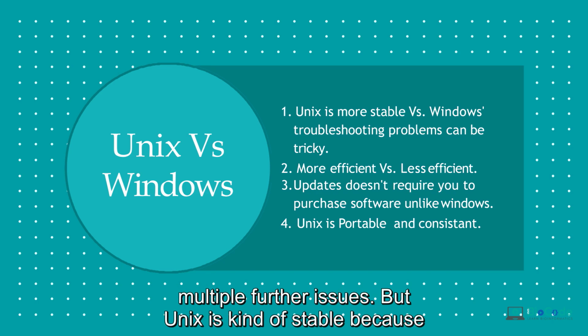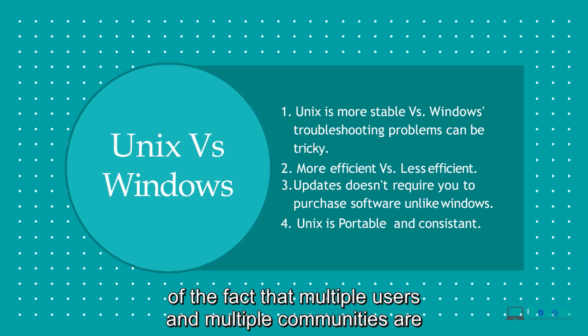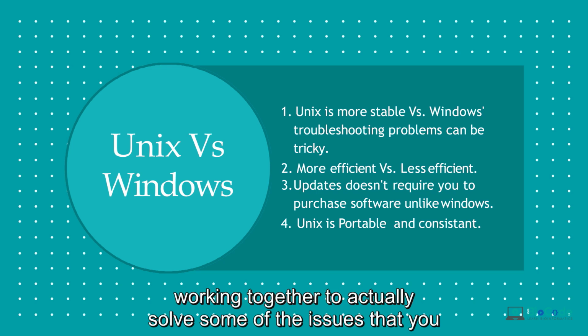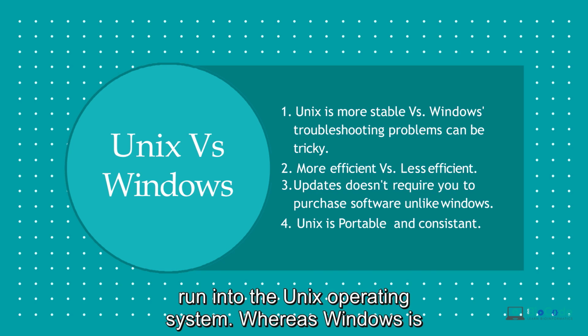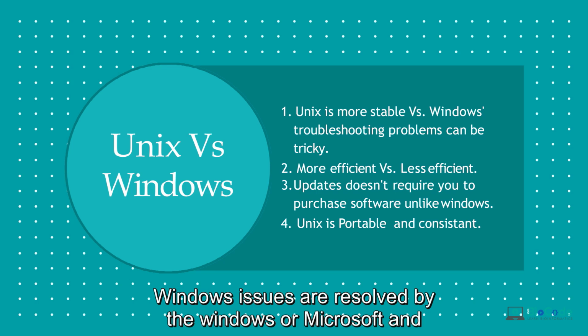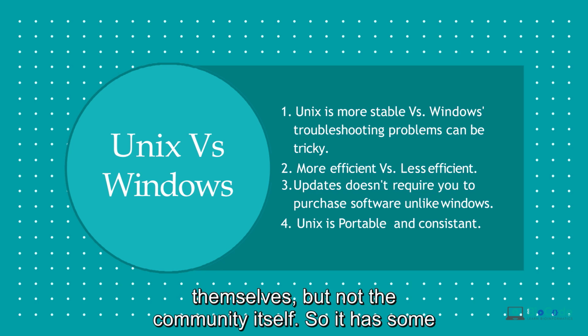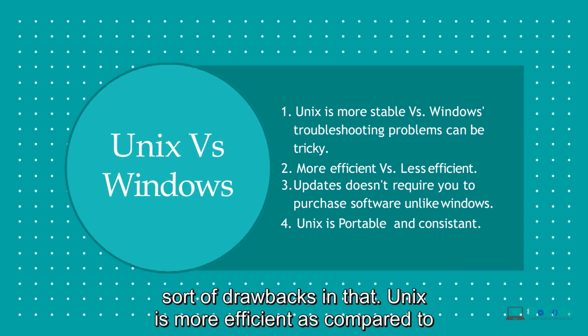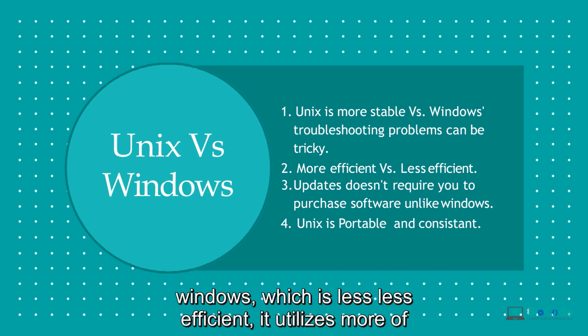But Unix is kind of stable because of the fact that multiple users and multiple communities are working together to actually solve the issues that run into the Unix operating system, whereas Windows issues are resolved by Windows or Microsoft themselves, but not the community itself. So it has some sort of drawbacks in that. Unix is more efficient as compared to Windows, which is less efficient.